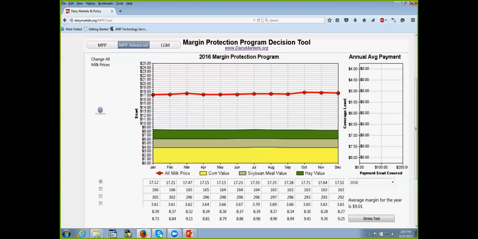By the way, this average here, $9.01, is what it's projecting. I think when we started doing these meetings 10 days ago, it was $8.65. So it's up 35 cents in that period, mostly on the fact that class 4 milk prices have recovered a lot because of butter prices, which we'll talk about.